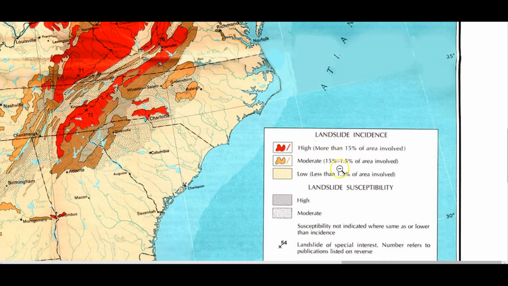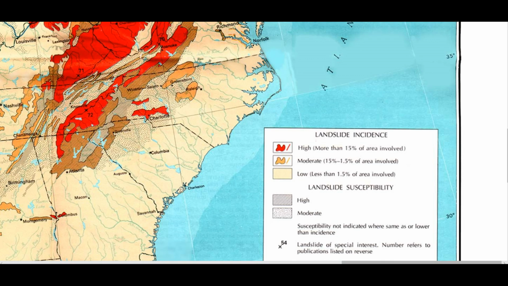So let's go back, and if I look here on my legend, I find that this area has not had many landslides in the past. The landslide incidence is low, but it has a moderate landslide susceptibility based on the types of rock. That is probably true in my region. My personal home is in a large flat area, so it is not highly susceptible to landslides, so that's good.